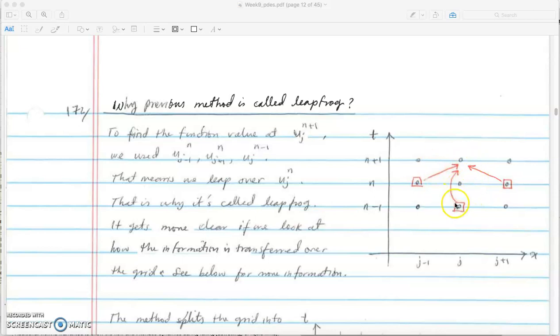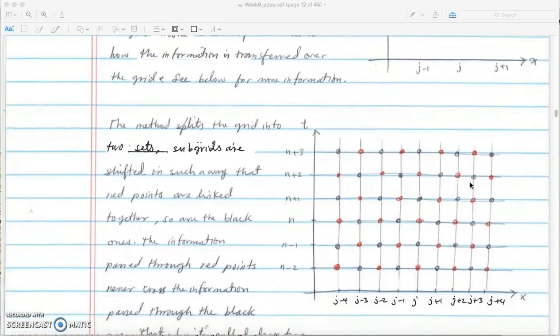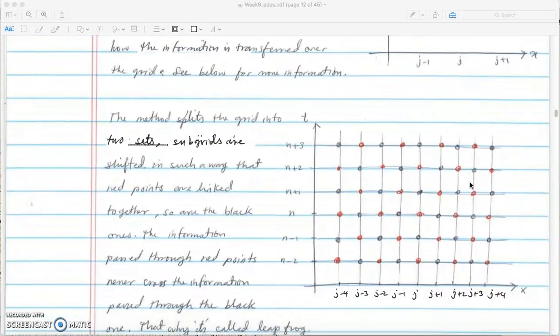So you can expand this over the whole grid of time and space, and what you see is the following. We can split this grid of the time-space plane into 2 sets of grid points, the red ones and the black ones. Basically, if you look at that, we get every other one red in every row, and every other one is black.